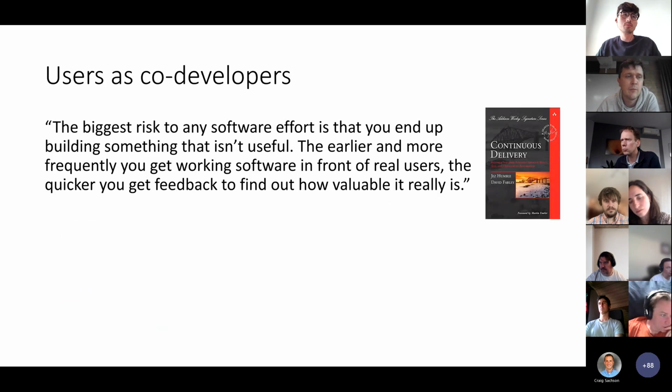And one of the ways that drives this way of thinking for me is treating the users as co-developers. And I think this is really key. One aspect where we are so fortunate in Darwin EU is that we sit side by side with our users, the people running the analysis and writing the reports for the EMA. This underlines that the biggest risk of any software is that you end up building something that isn't useful, right? And the best way to avoid this is getting things in front of real users and getting their feedback about how valuable what we're developing is.